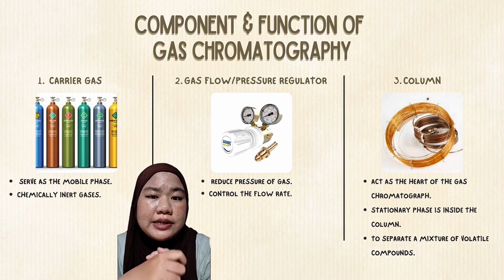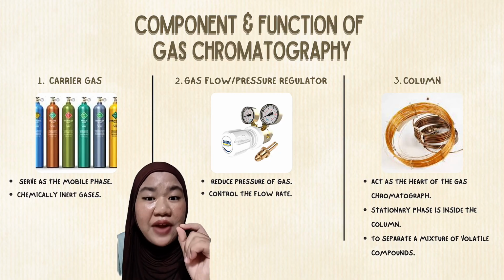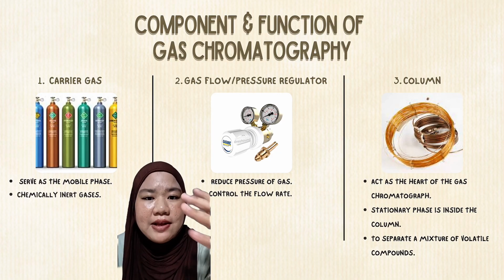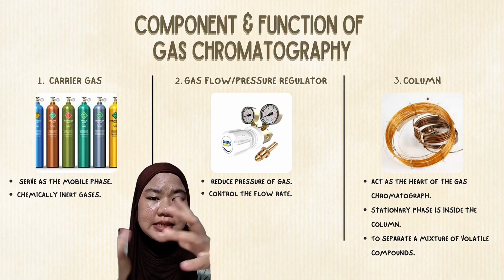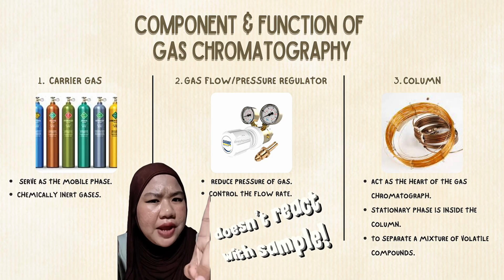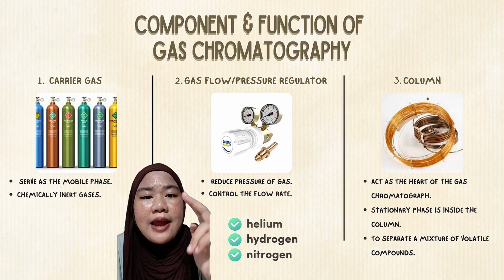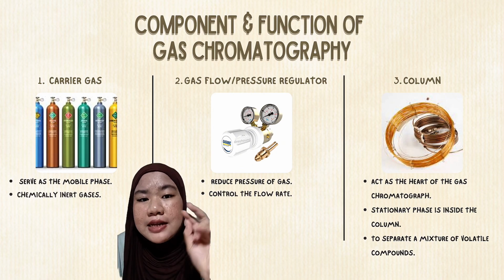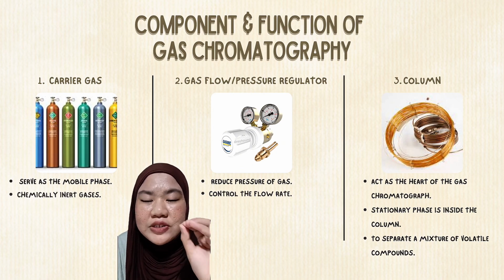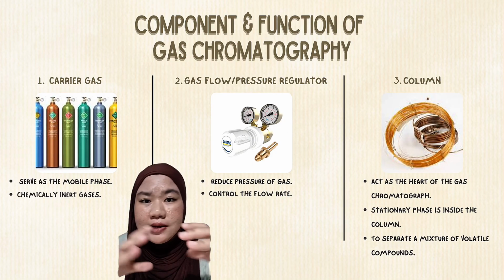Next, let's talk about the main components of gas chromatography. The first component is the carrier gas. It serves as the mobile phase and helps to transport the vaporized sample through the column. The gas must be chemically inert, meaning it does not react with the sample. Common carrier gases include helium, hydrogen, and nitrogen. The second component is the flow or pressure regulator. This part controls the pressure and flow rate of the carrier gas.